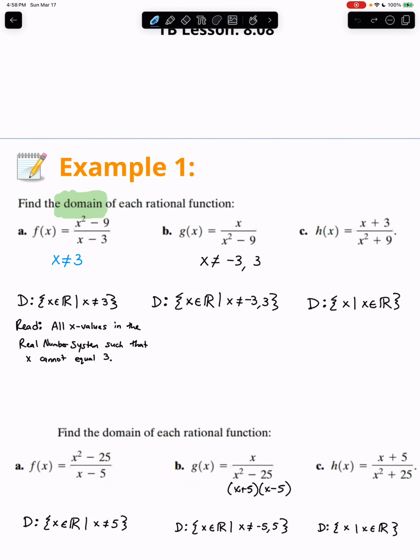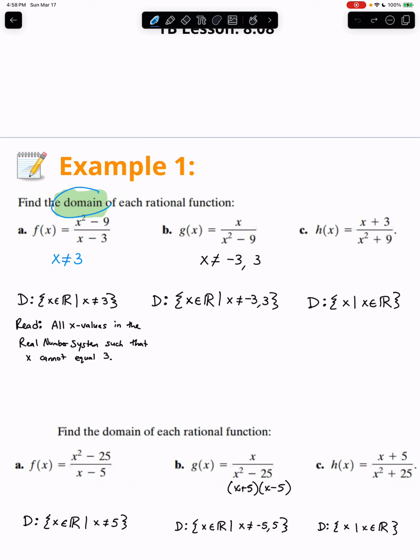So the first part we're going to do is look at the domain of each rational function. Remember before we talked about our restrictions, and in the past we've said our restrictions are numbers that would make our denominator equal to 0, right? Because I can't divide by 0. So if my denominator is 0, I end up undefined.